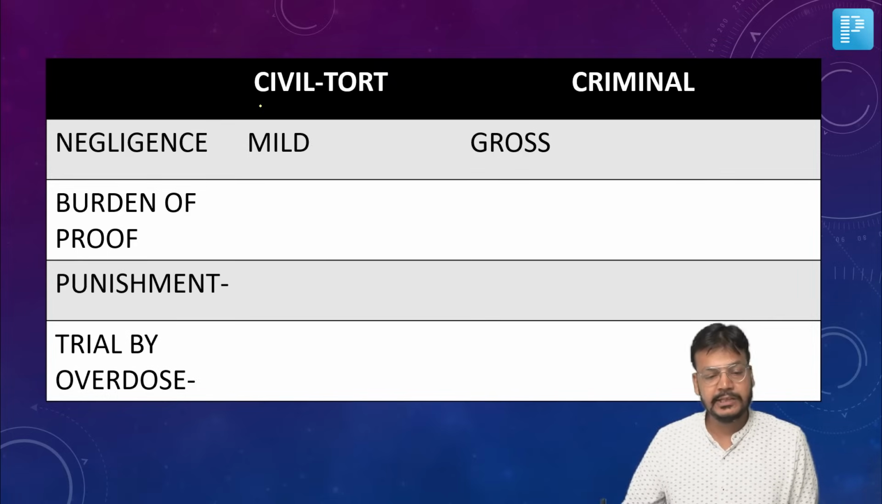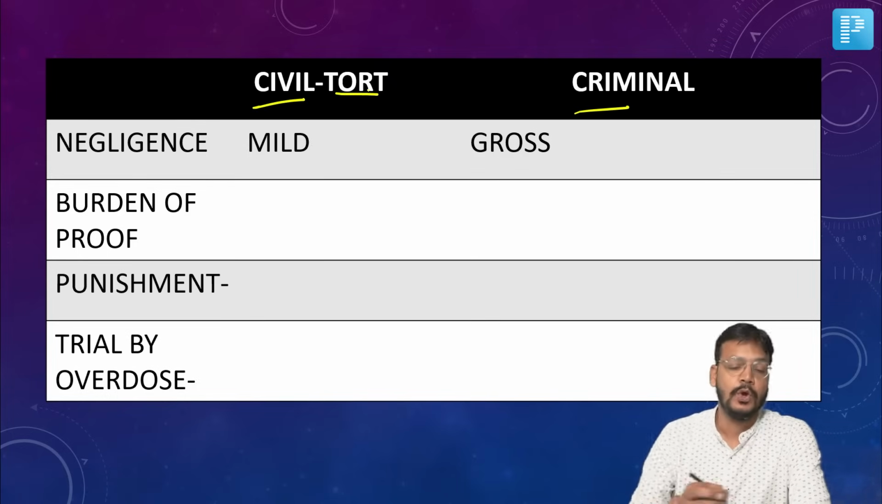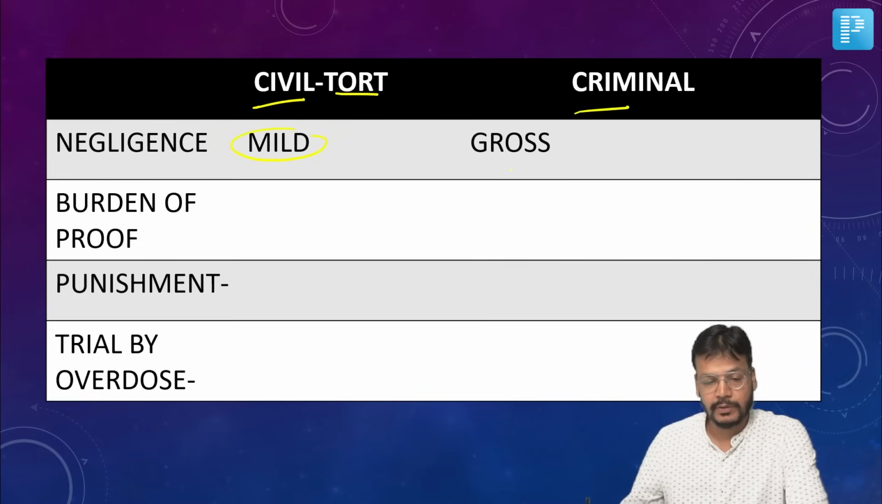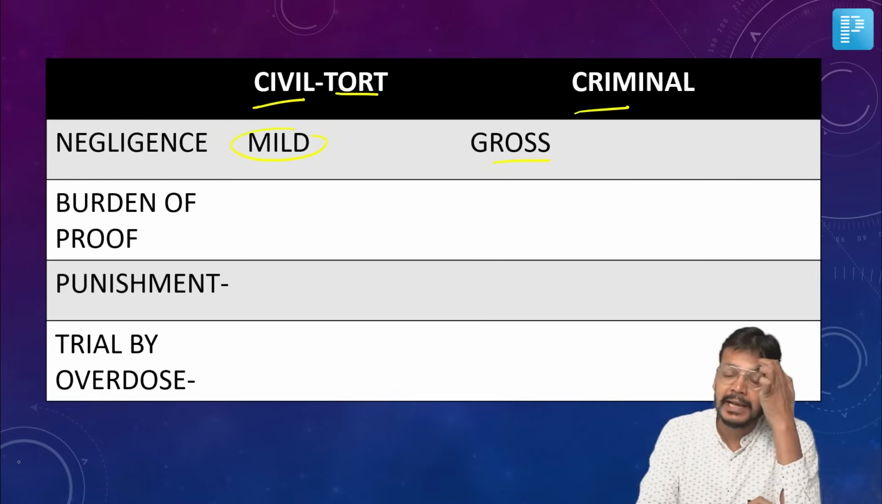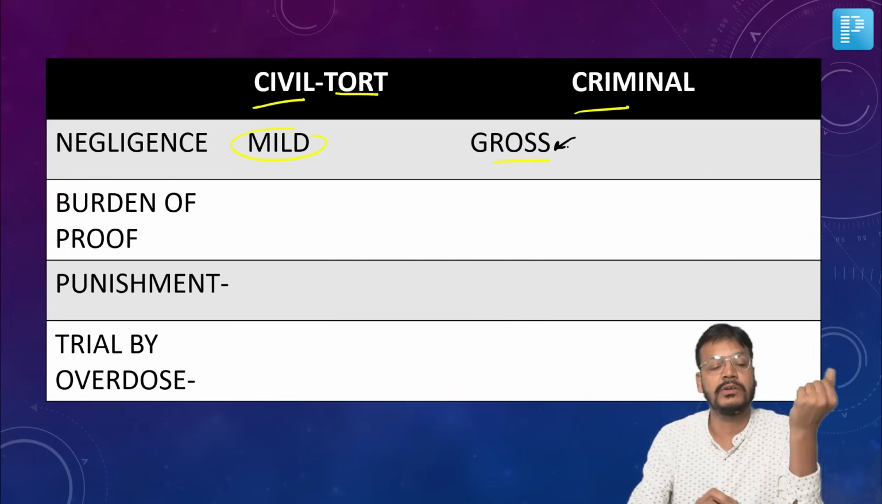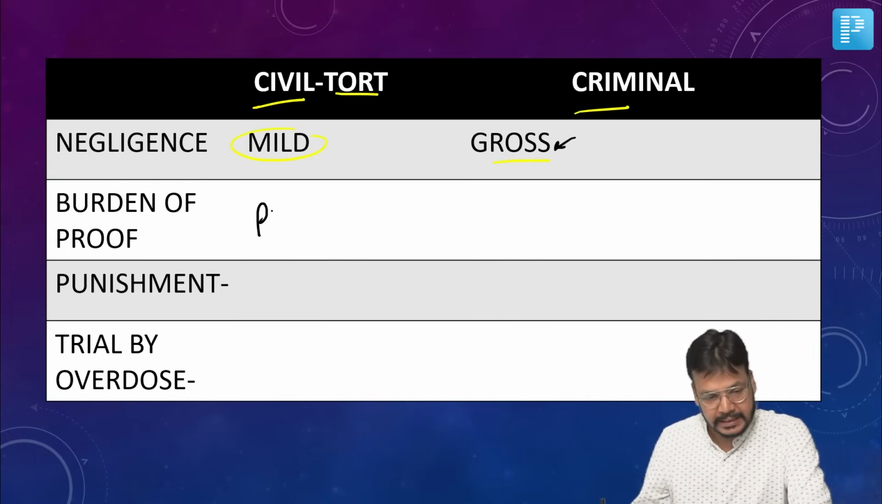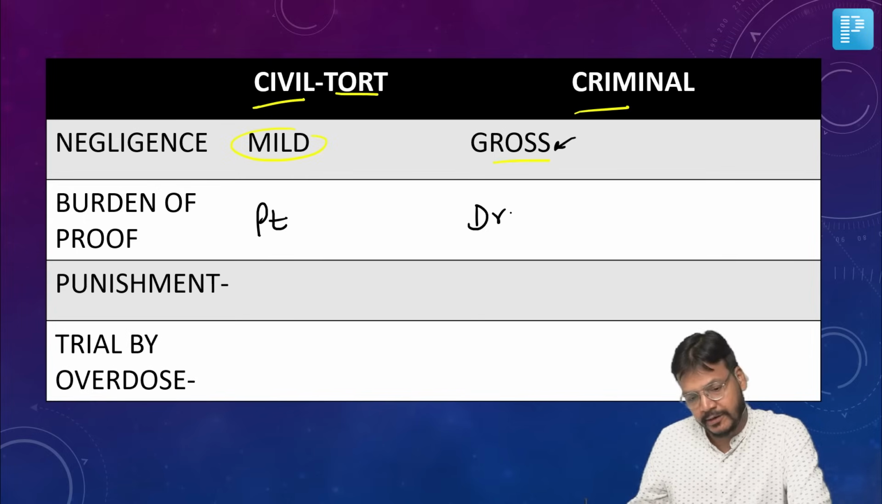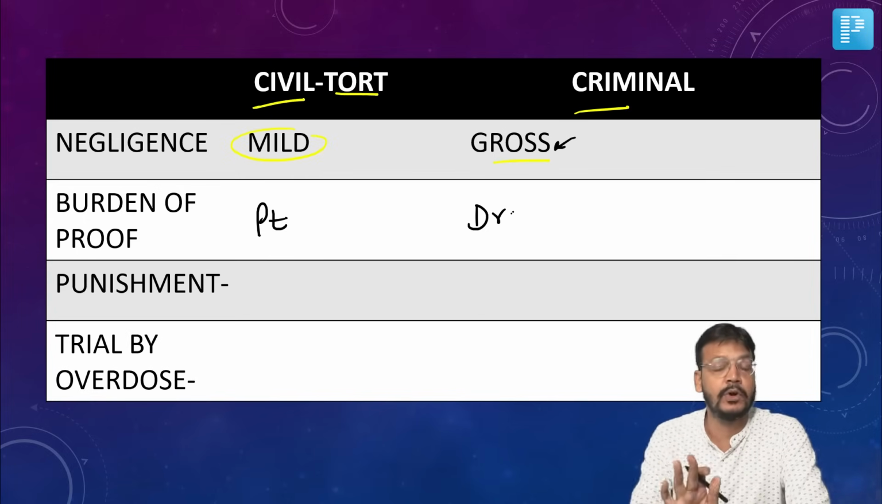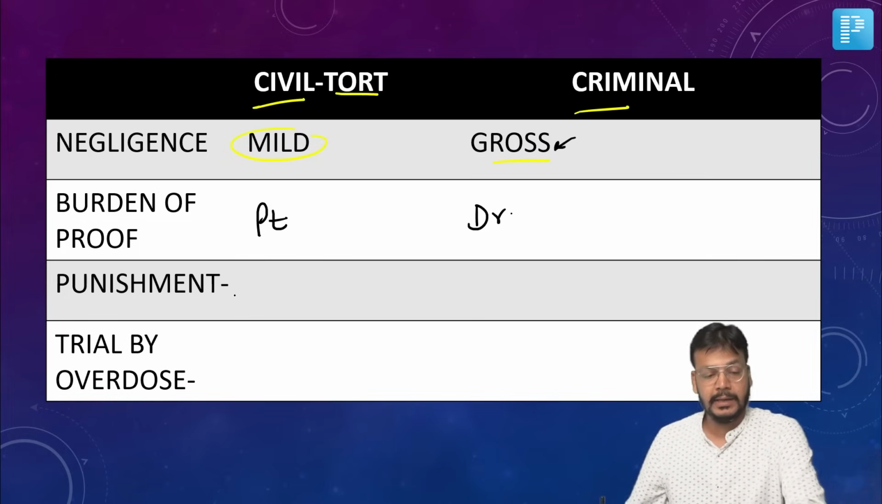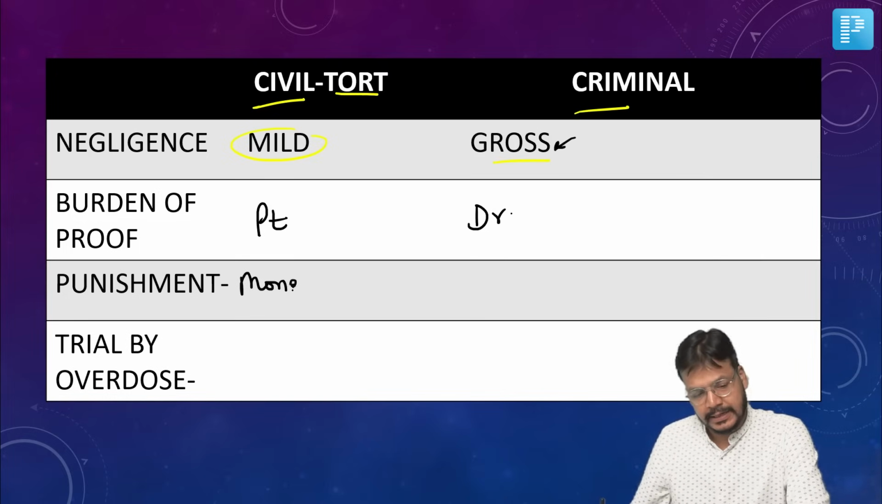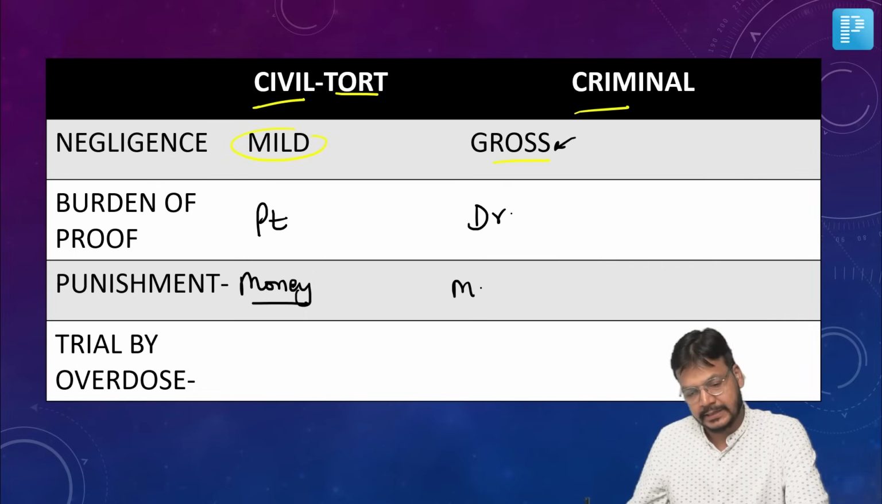Negligence is of two types, civil and criminal. Civil is also known as tort. Civil negligence is mild. Criminal is gross negligence, it can cause death. In civil negligence, burden of proof is on the patient. In criminal negligence, burden of proof is on the doctor. Here punishment is money, but here money plus 304A IPC.